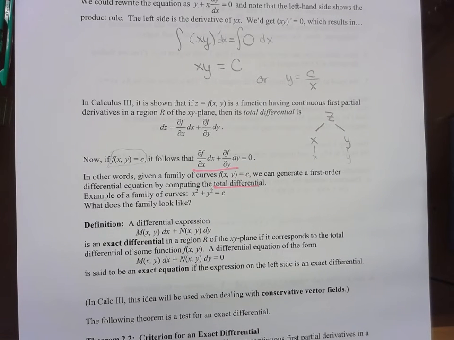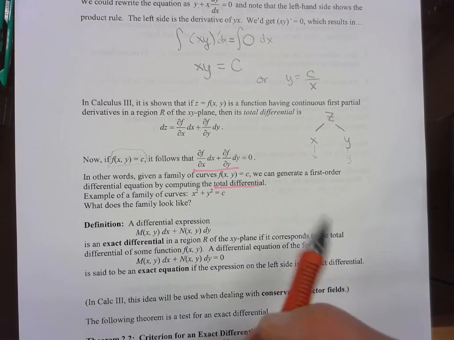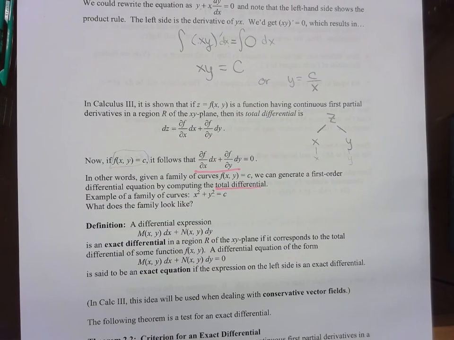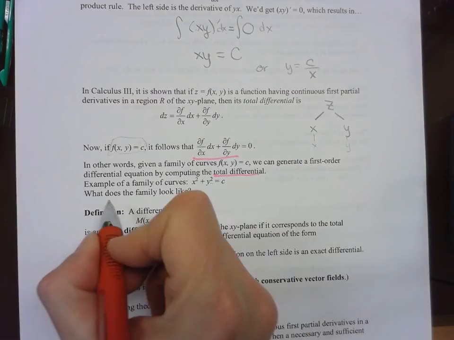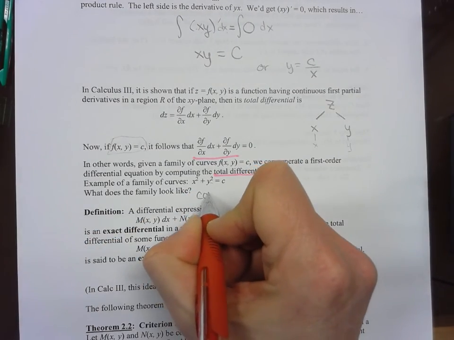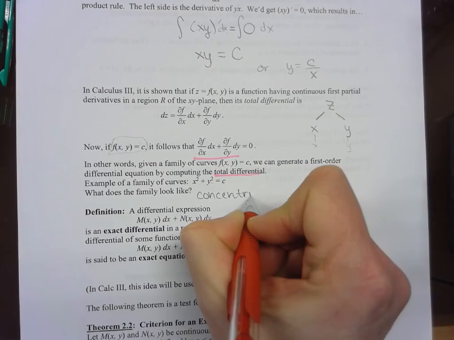So it says, example of a family of curves, like here, x squared plus y squared equals c. What does the family look like? If c equals 1, what does that curve look like? Circle of radius 1 centered at the origin. What if c equals 4? Circle of radius 2 centered at the origin. So this equation gives a family of curves. They're all circles centered at the origin with different radius. So what does the family look like? Concentric circles centered at the origin.